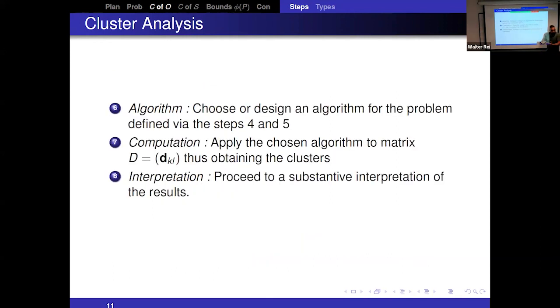Now you have the model, so you're able to express the clustering optimization model. Then you choose an algorithm, you compute, and you interpret. So this is, in a nutshell, what clustering analysis is. You go through the different steps, you make your choices, and that's how you define your clustering problem.